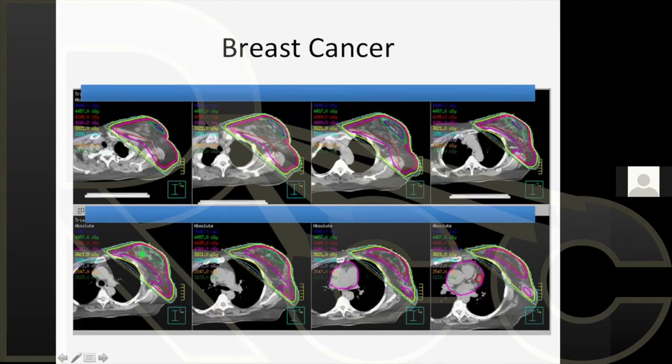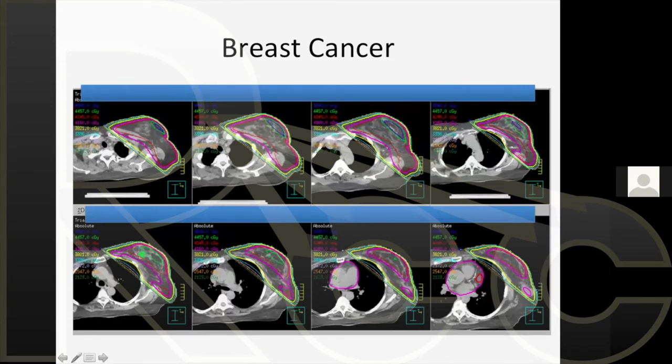So a couple of things. One, it's left-sided, right? So one, we want to make sure that the dose isn't going to the heart. Two, that there's not so much dose to the lung. But the biggest thing is you want to be able to cover the entire breast with your isodose line, which is what we talked about.